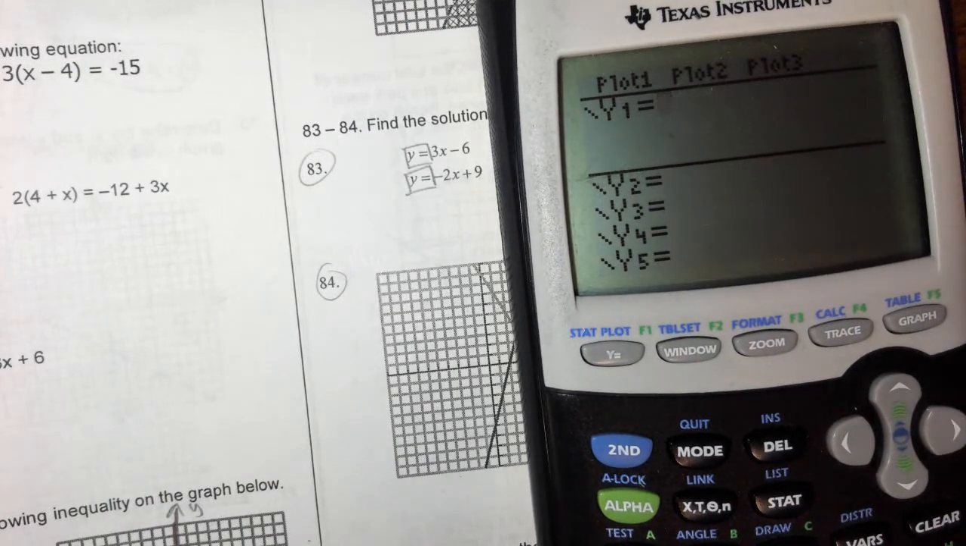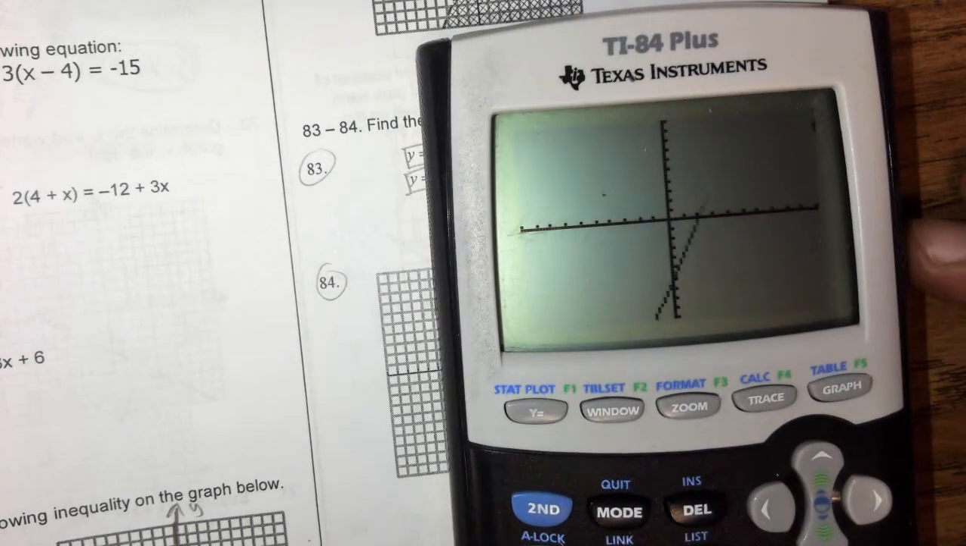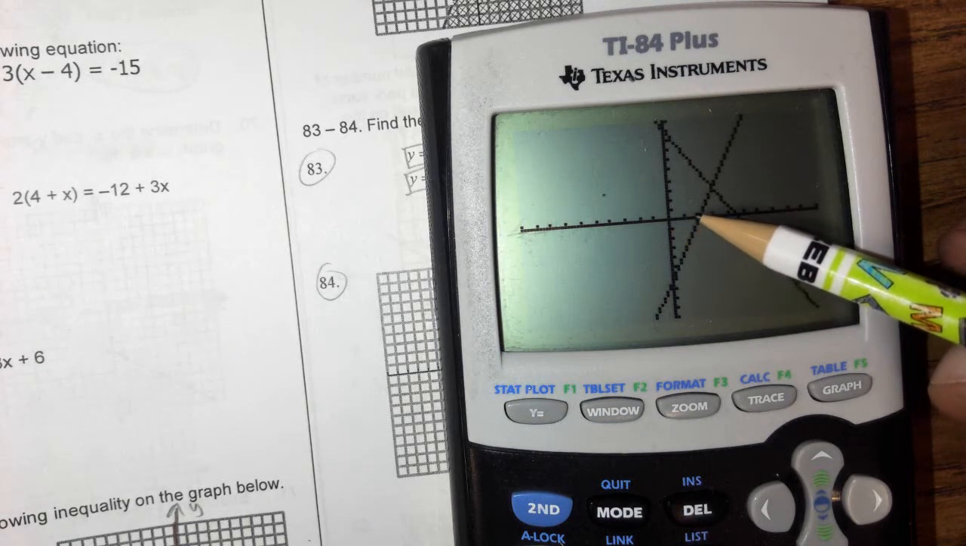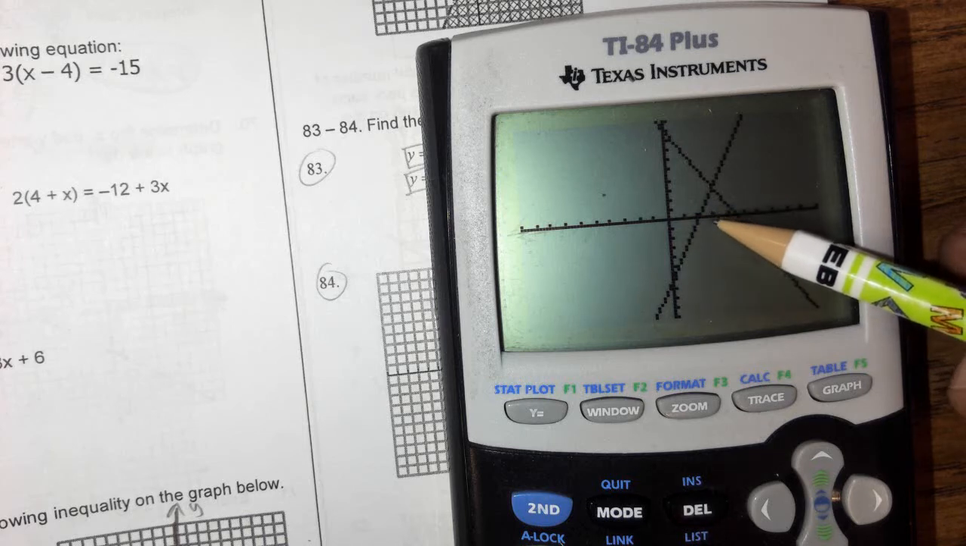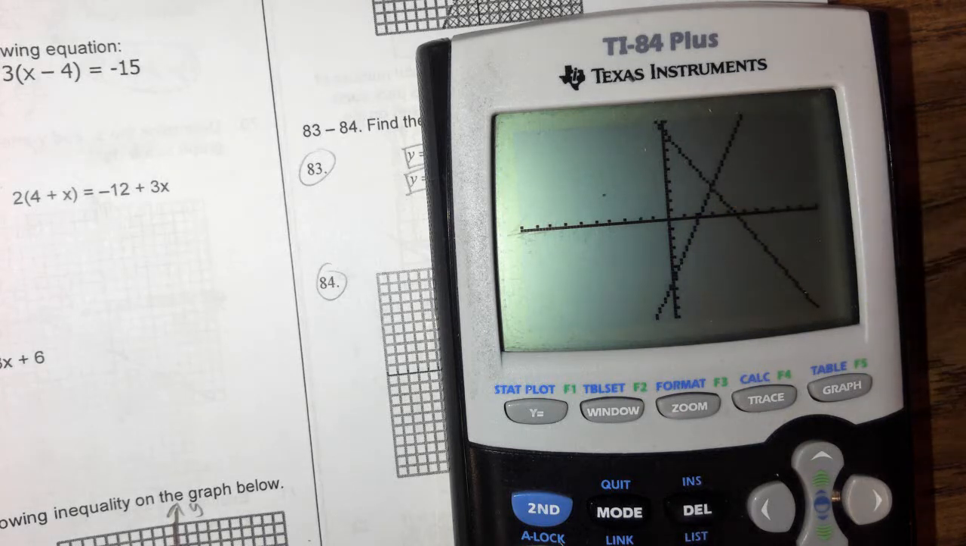I'm basically going to type them in. So we have 3x minus 16 and we have negative 2x plus 9. Now I'm going to go to my graph. I'm going to see if I can see them cross on my graph. And I do. I'm going to estimate that the point is 1, 2, 3, looks like 3, 3-ish maybe, just based off my graph. Let me just double check.